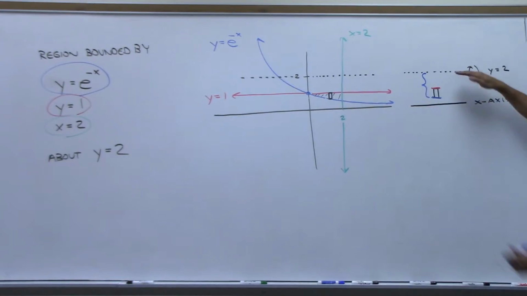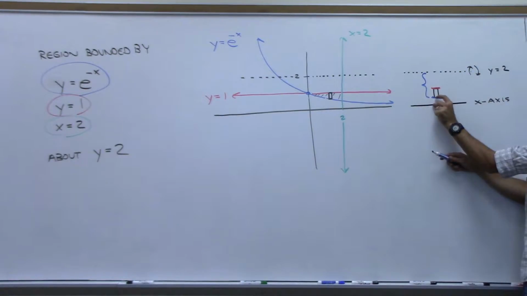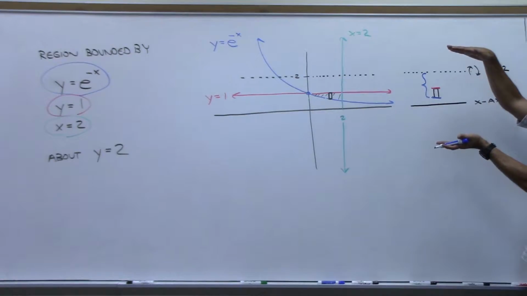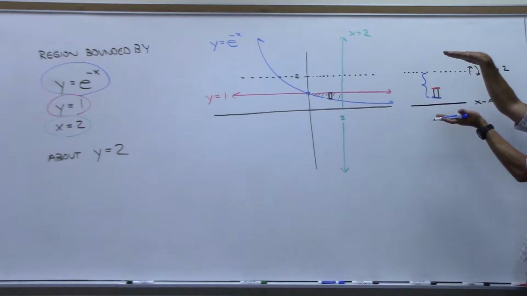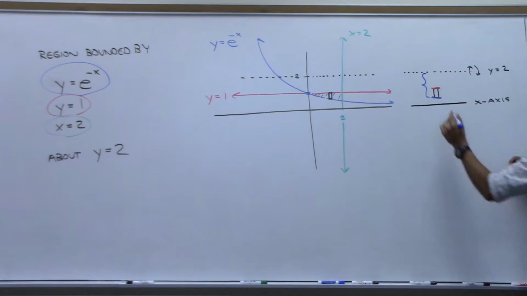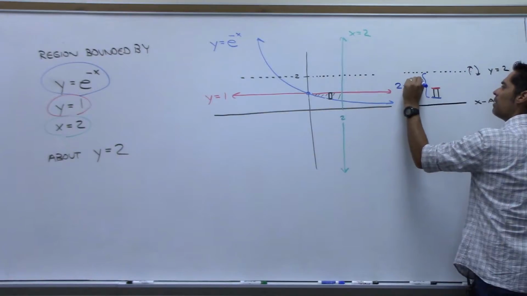So you know the distance from here all the way to here is 2, isn't it? And you know the distance from here to here is e to the negative x. So the distance just from here to here should be the 2 take away the e to the negative x. Yes or no? Yes. Okay. So this should be 2 minus e to the negative x.